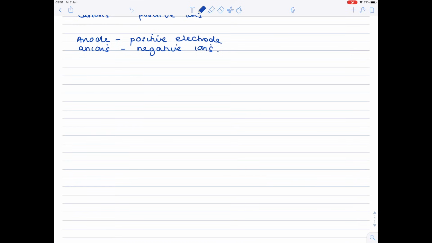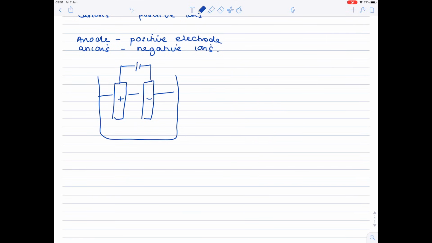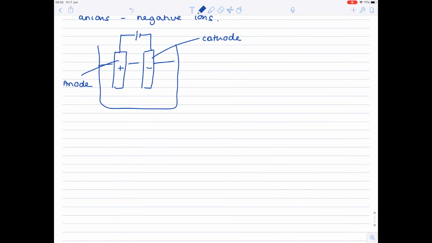So you have this sort of situation where you have the electrodes dipping into a solution. So here's your beaker. And then they're connected to a power source. So here's your cathode. And here's your anode. Now, what are the rules for working out which ion goes where?